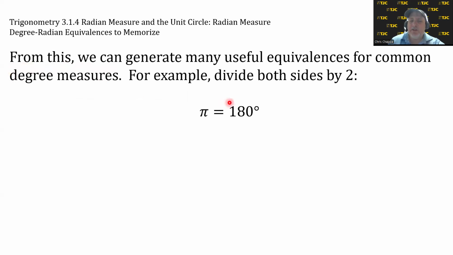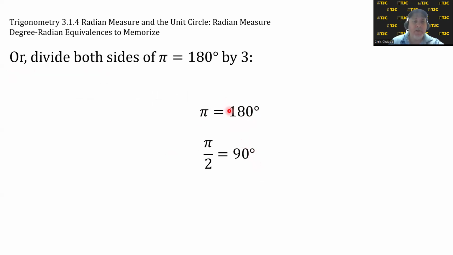For example, divide both sides by 2. Well, that'll give us pi over 2 on the left and 90 degrees on the right. So 90 degrees is pi over 2 radians. I would memorize that. Or divide both sides of pi equals 180 degrees by 3. That'll give us pi over 3 on the left and 60 degrees on the right. I would memorize that 60 degrees is pi over 3 radians.